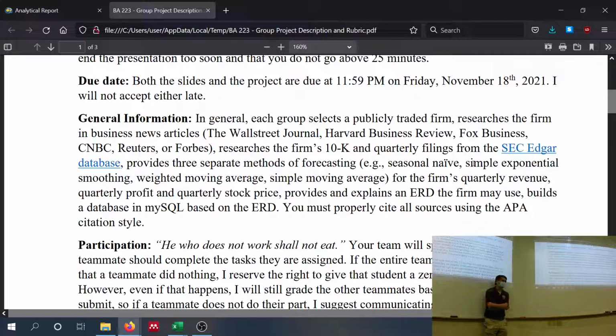Even if you're working by yourself. So, talk about what the project actually is. We talked about the presentation a little bit. Selecting a publicly traded firm. So, that's another thing we're going to do today is think about a publicly traded firm. Okay, I'd like to go ahead and have those so that way you're not all presenting the same firm. Okay. Research the firm in business articles. So I've got some sources here that I would suggest using.